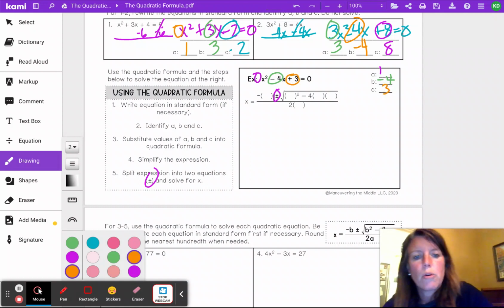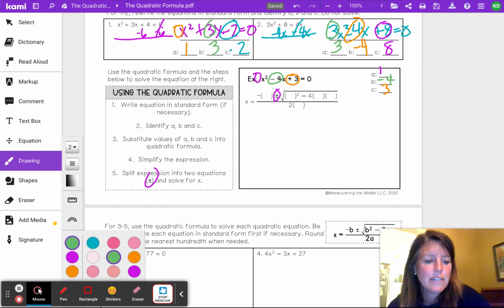All right, so first part of the formula is negative B. So you see that negative's on the outside. We need to still keep our negative on the inside. So that is negative 4. And then plus or minus the square root of B squared. So negative 4 squared minus 4 times A, which is 1, times C, which is 3. All of that divided by 2 times A, which is 1. So we have substituted all of our values in.